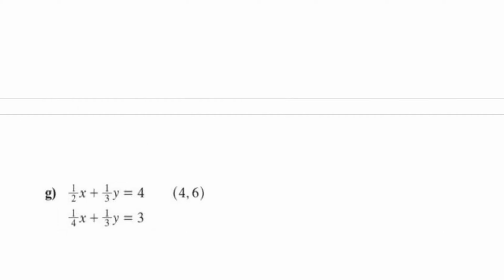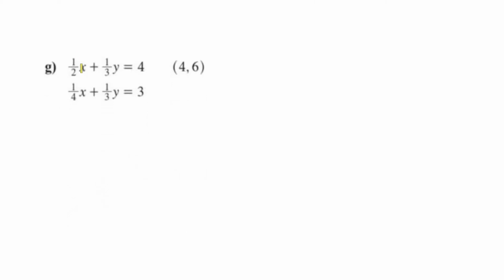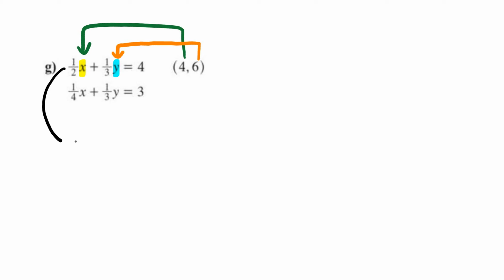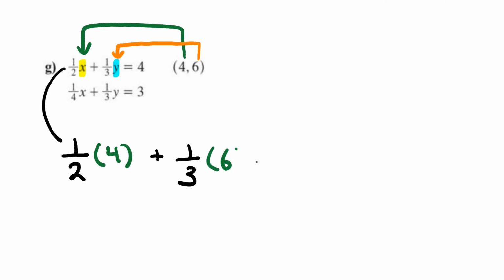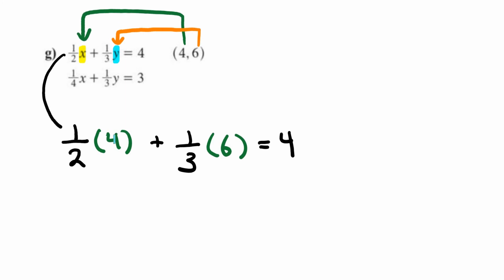Okay, let's move on to letter G now. Letter G, let me circle the x and the y there, and what's happening is this 4 will replace that x, and this 6 will replace this y. Okay, let's go ahead and rewrite the first equation as 1/2, and the x now becomes a 4, and the y over here will now become a 6, and that will equal a positive 4 on the right-hand side.